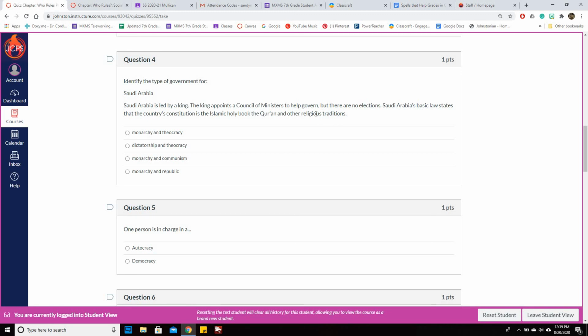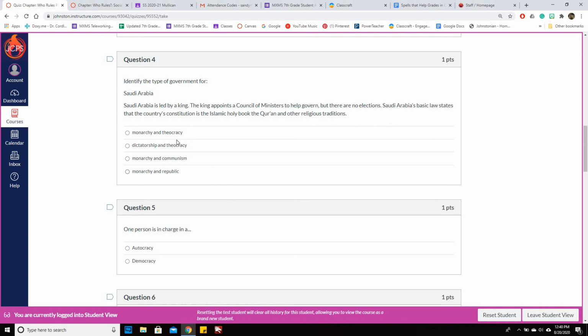So we are looking, religious is kind of important. Whenever you're looking at this, try to pick out some of the nouns, and adverbs to those nouns, because that's where your big hints are going to be. So king, that's your noun, right? That's important. Elections, and the fact that there's no elections is your sign. We've got holy book, Islamic specifically, but holy book and traditions, these are all signs.